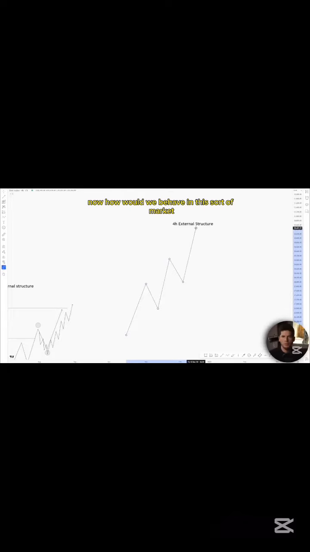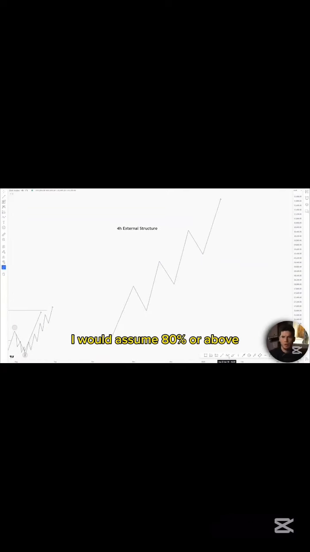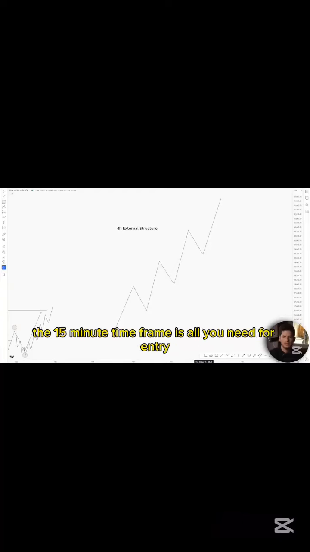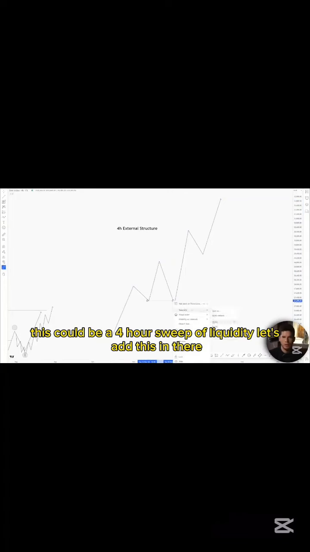Now, how would we behave in this sort of market? Remember, the 15-minute time frame is what I would assume 80% or above of your entries to be. The 15-minute time frame is all you need for entry. If the 4 hour is printing higher highs and higher lows and it's not creating any lower lows, the 4 hour can, by the way, run liquidity like this. That's fine. It does not mean we have shifted bearish. This could be a 4 hour sweep of liquidity.